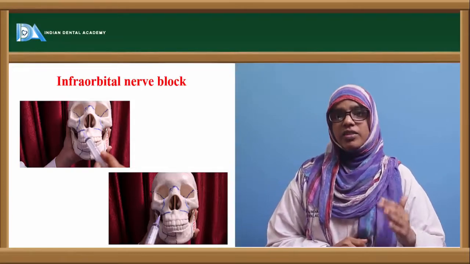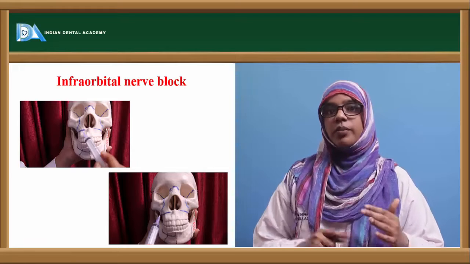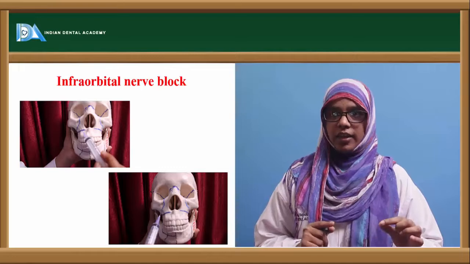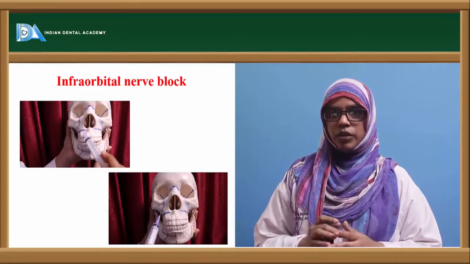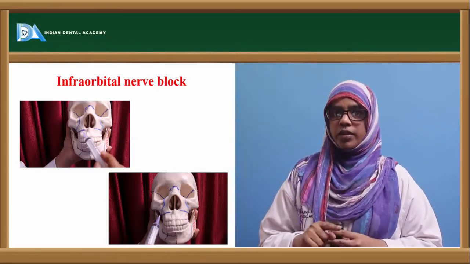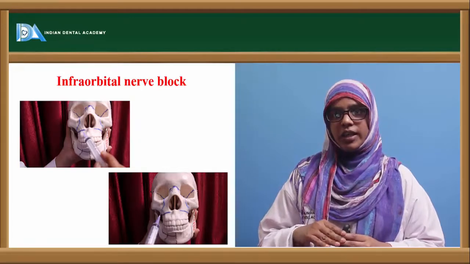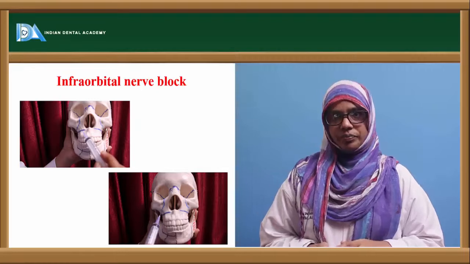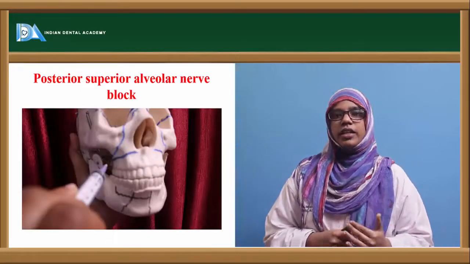In case of a central incisor approach, you will bisect the central incisor from mesially to distally, and then you will move superiorly at an angle of 45 degrees and hit the bone, and then give your proper infiltration.